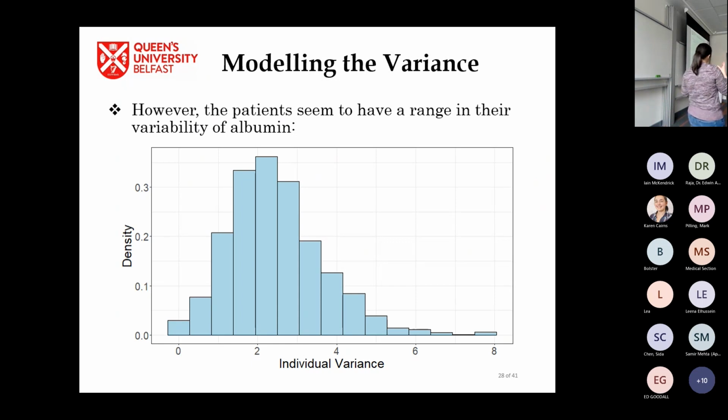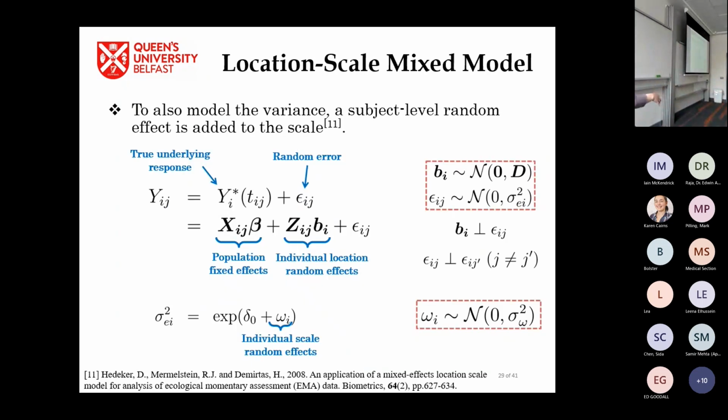And what we're seeing is that there is quite a big difference across the different individuals. So the variability in the albumin levels tends to be different from one patient to another patient. So what we want to do is take that into account. And again, we're still sticking with the normality assumptions for the random effects and the random error terms.